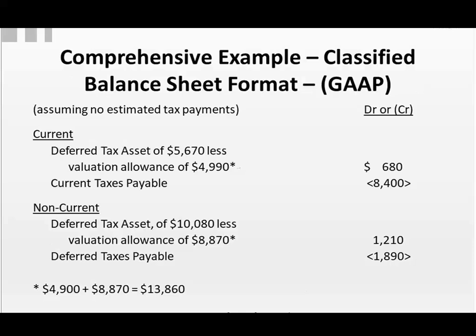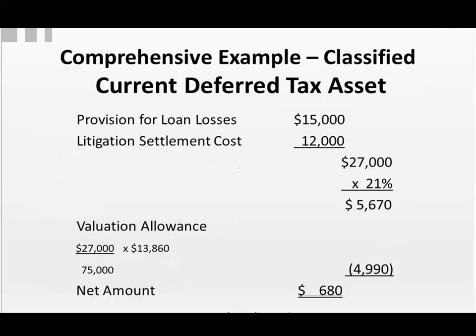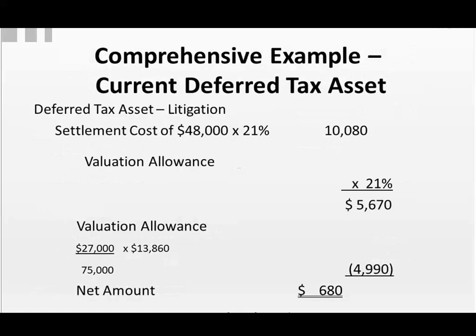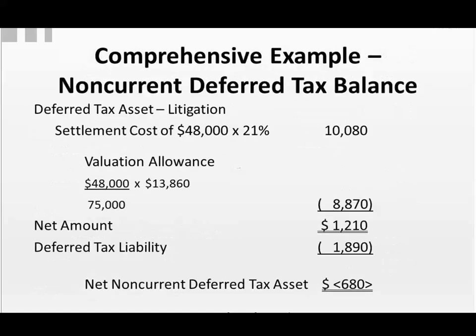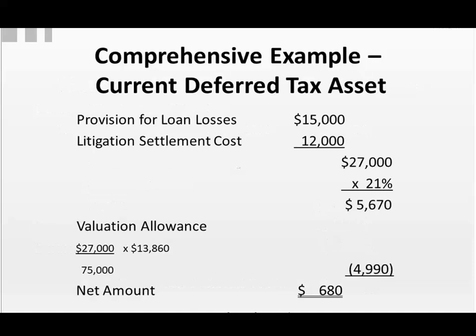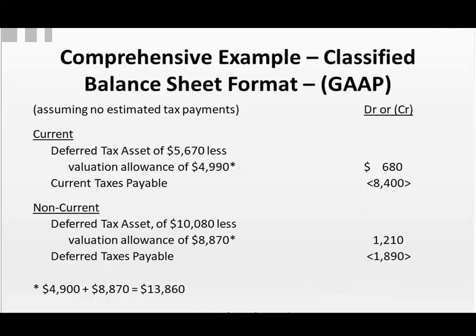Well, I took the $13,860 and I just did a little cost accounting situation here. I said 48 over 75 times the 13,860. Whoops, that's the non-current. Let's do the current first. I took the 27, that's 15 and 12 gave me the 27, 27 over the 75, and of course the 75 is the 27 plus the 48, times the 13,860, and it gave me 4,990. And that's how I got the current portion of the valuation allowance.